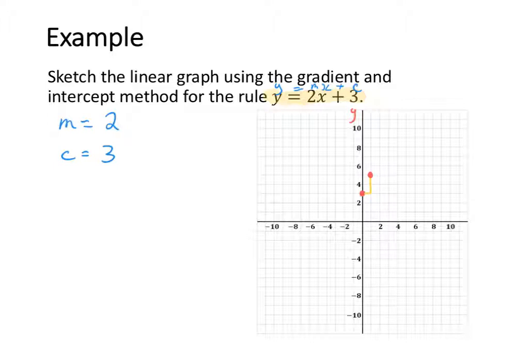Now if I wanted to, I could join those two dots with a straight line. Alternatively, I can go ahead and place another dot using the same methodology. So as x increases by 1, y is going to increase by 2. Then I can place a third dot. Once I've got a few dots marked, I can go ahead and join them to form a straight line.